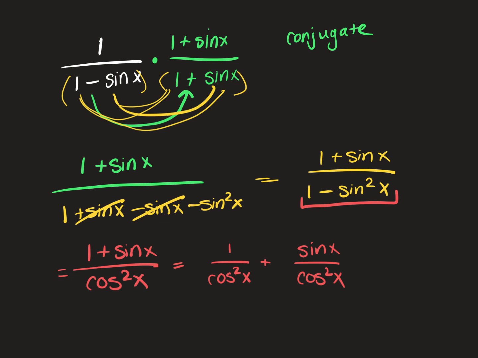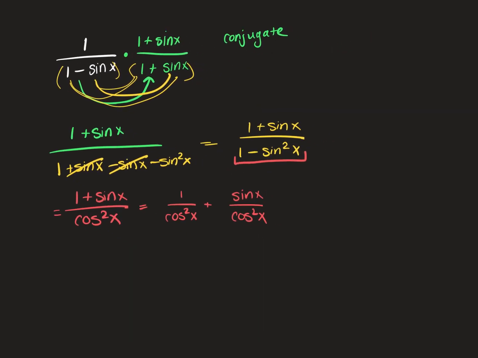Now your reciprocal identities, while they're on your sheet not squared, it still works. So 1 over cosine is secant. Since this is 1 over cosine squared, it would be secant squared. So it works regardless of the exponent there.